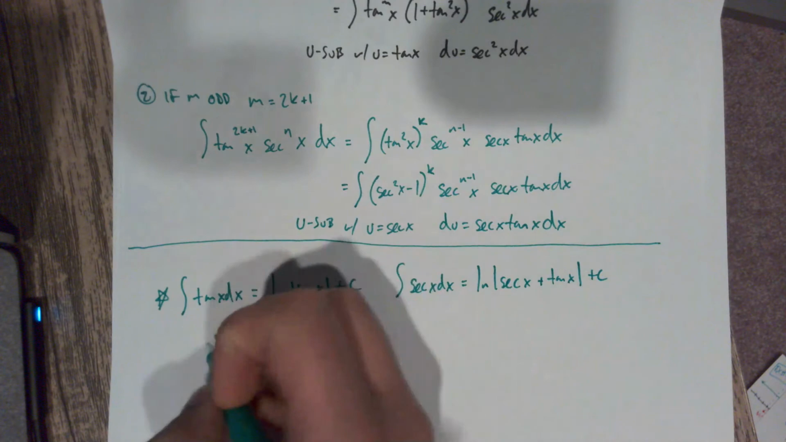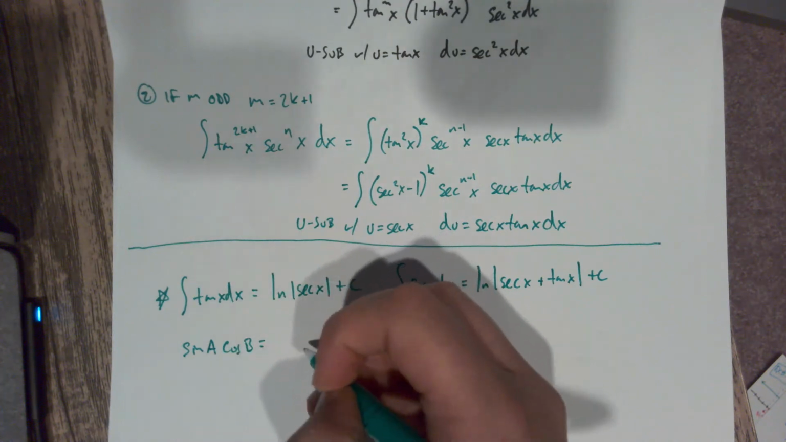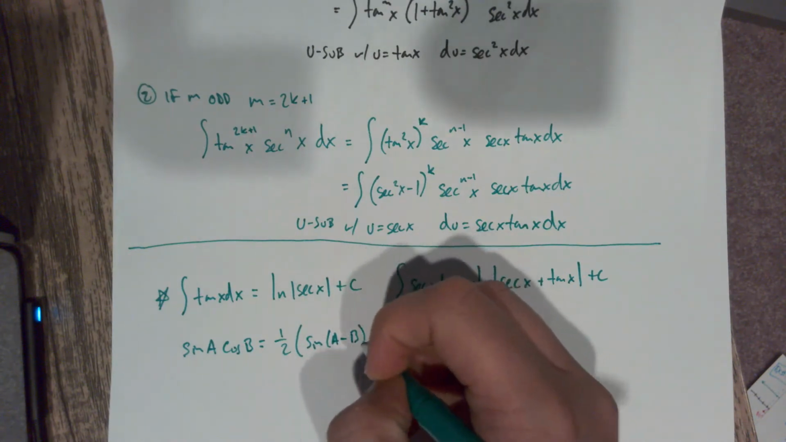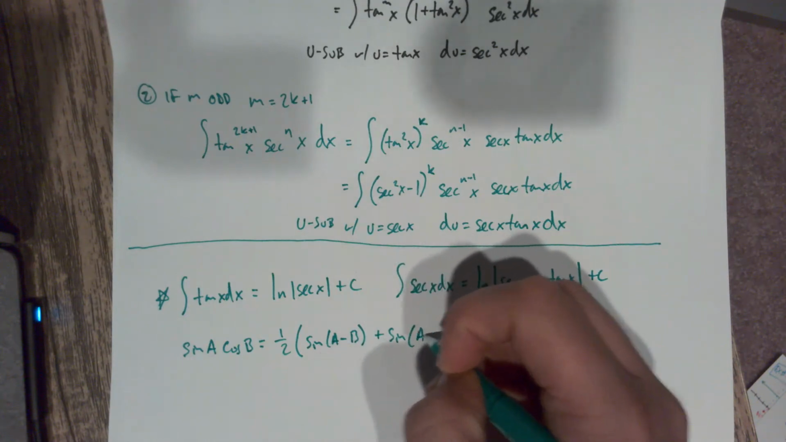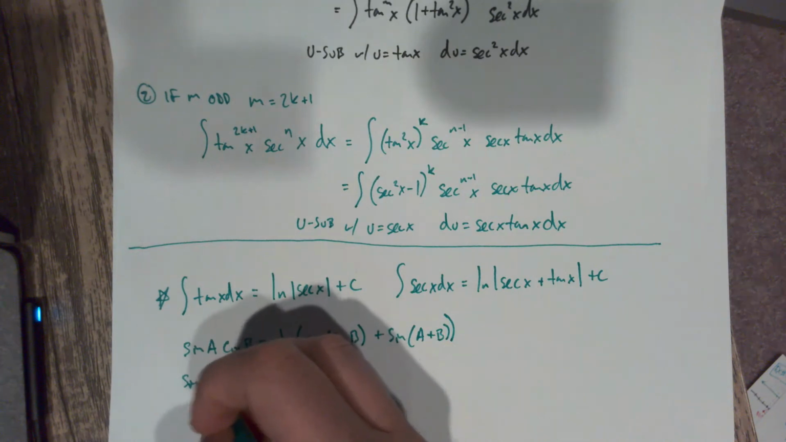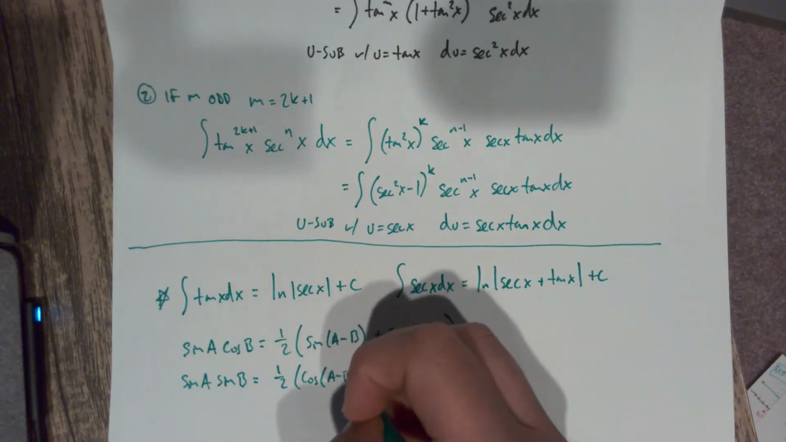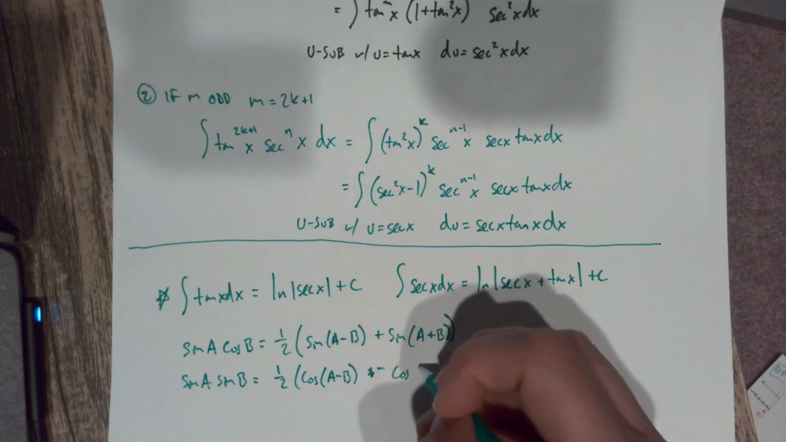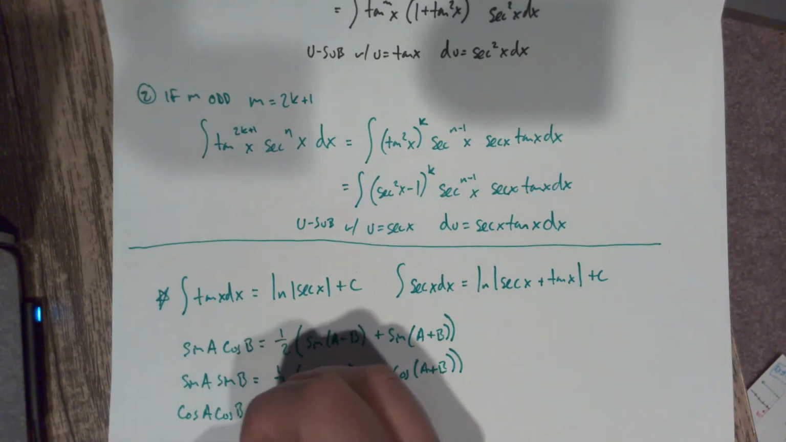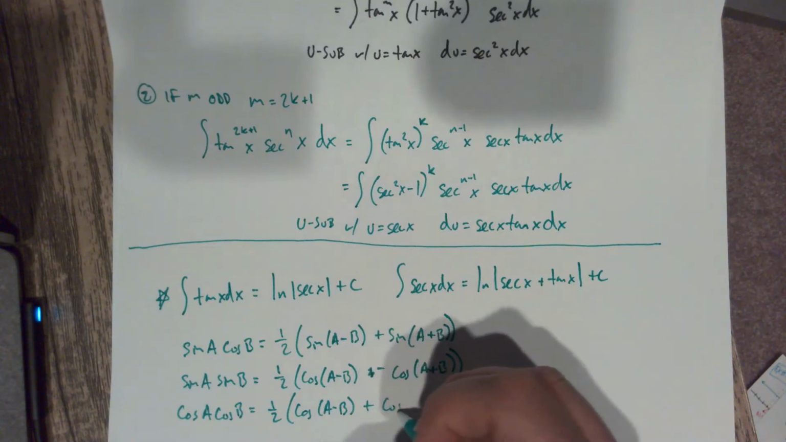And then some other helpful identities might be sine A cosine B is equal to 1/2 times sine of A minus B plus sine A plus B. And then sine A sine B is equal to 1/2 cosine A minus B, not plus, minus cosine A plus B. And then cosine A cosine B is equal to 1/2 cosine A minus B plus cosine A plus B.